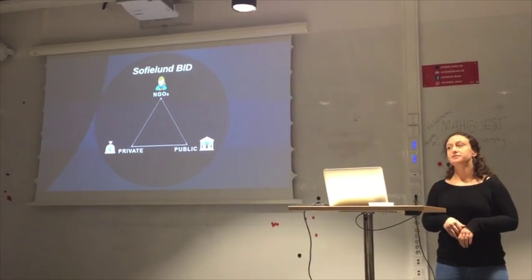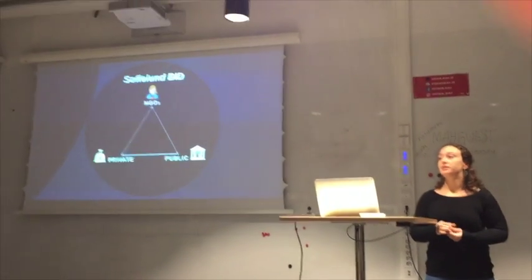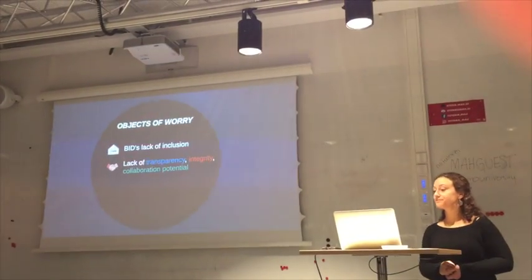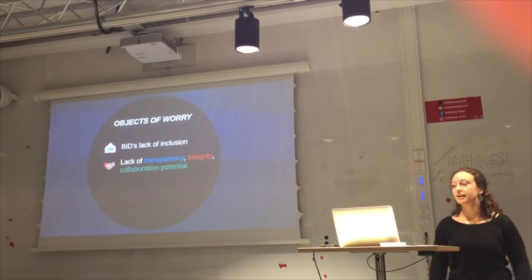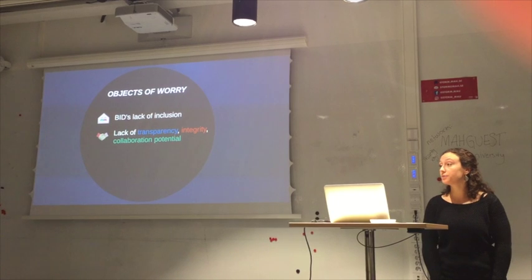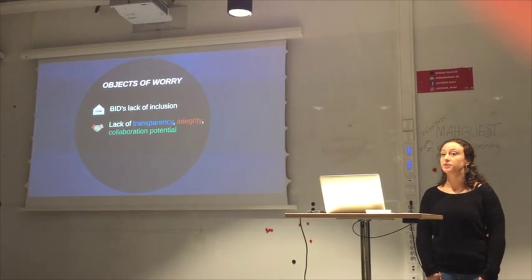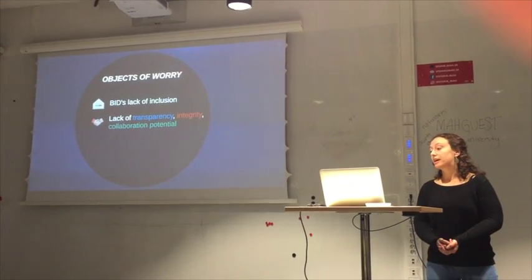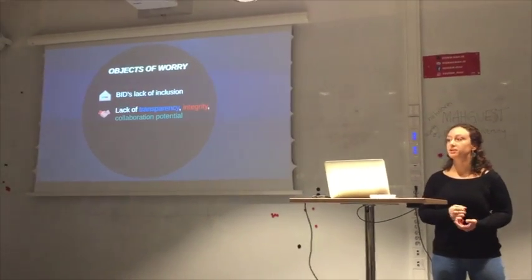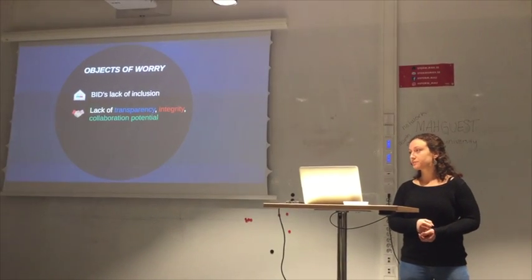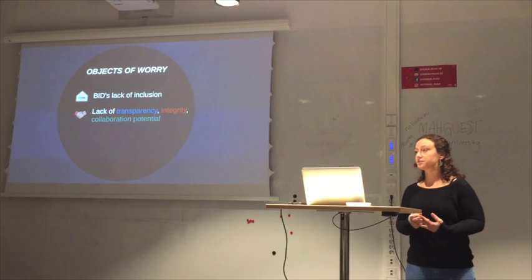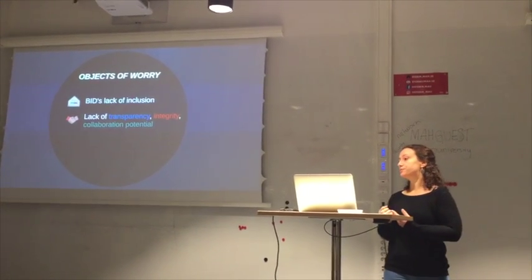Hjalmar told us that there are over 100 NGOs in Sofielund, but only two of them are included as bid members. So this is our object of worry: we say the bid in Sofielund lacks inclusion of citizens and NGOs. More specifically, a lack of transparency, because the NGOs are not really informed about what is going on or what is happening since the bid started. We also call it a lack of integrity, since the bid document states that it doesn't only want to focus on businesses as other bid concepts do, but also on participation, but it doesn't really happen. And they also miss out on the collaboration potential, because we think it would be beneficial to the development of Sofielund to include citizens and NGOs.